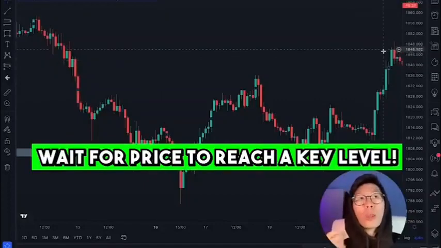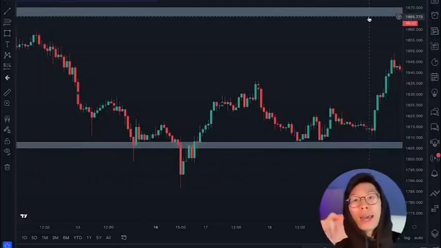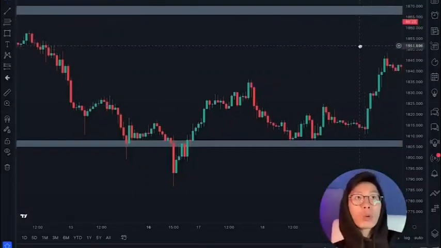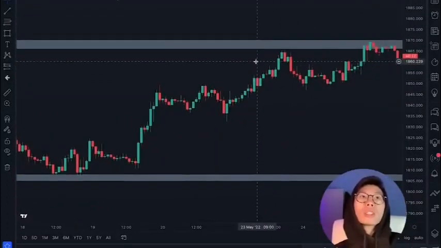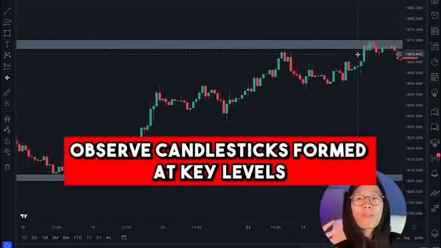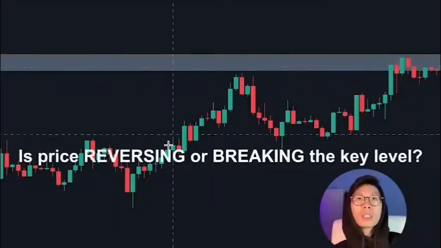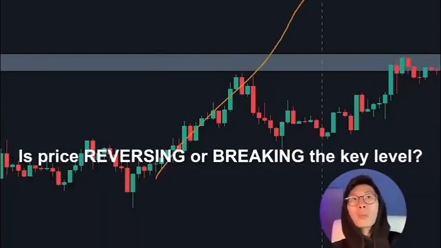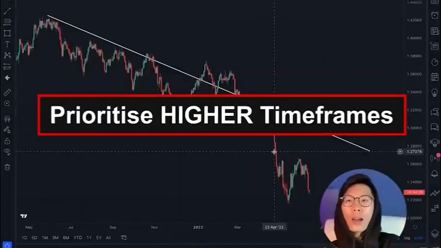What you want to do is to wait for price to get up to this next key level and then look at the candlesticks that are forming at this key level before you decide whether you want to go in for a buy or a sell. So right now it's still wait, and you can see price is going up to this key level, and then when price is up at this key level, you can focus on the candlesticks being formed here. Is price showing you that it is reversing, or is it showing you that there's a lot of momentum and it's breaking past this key level?